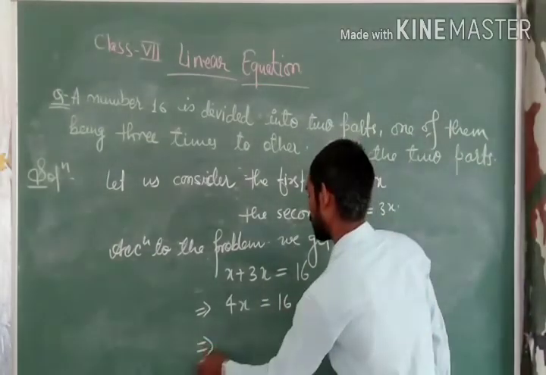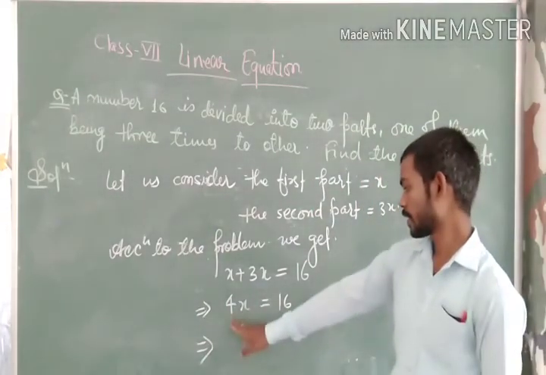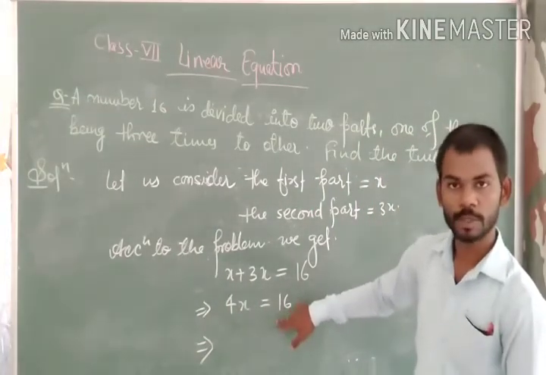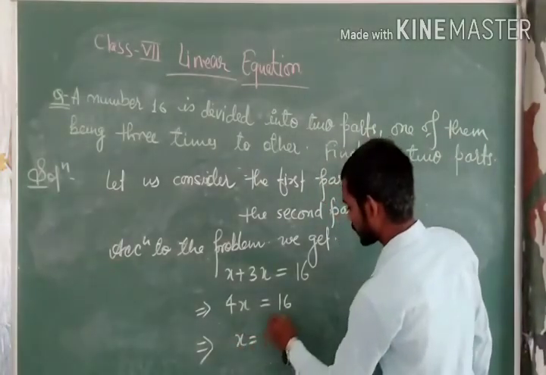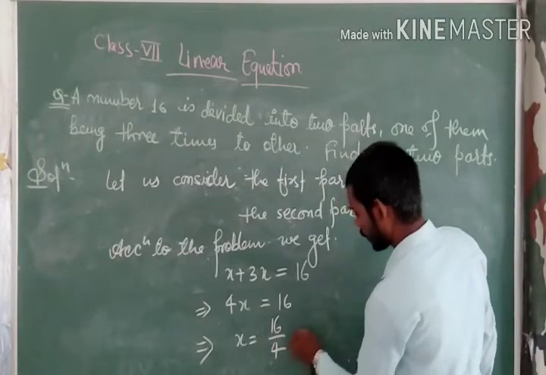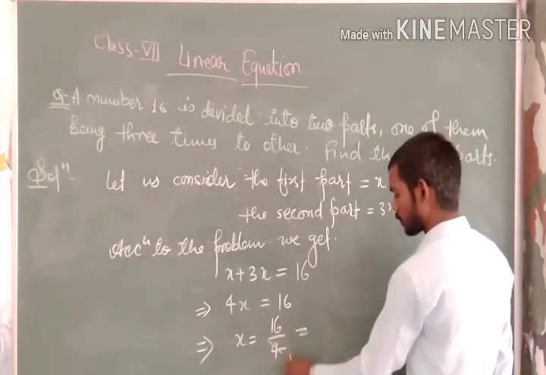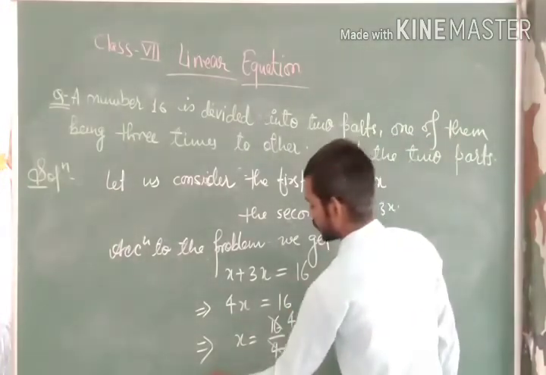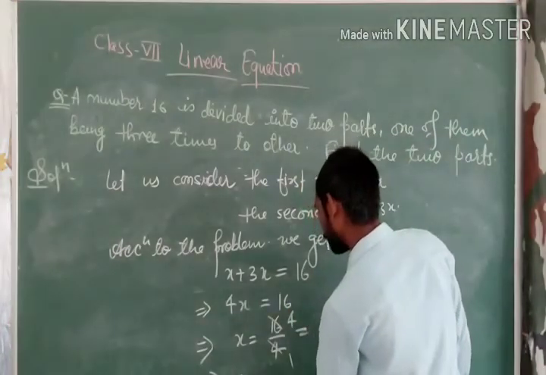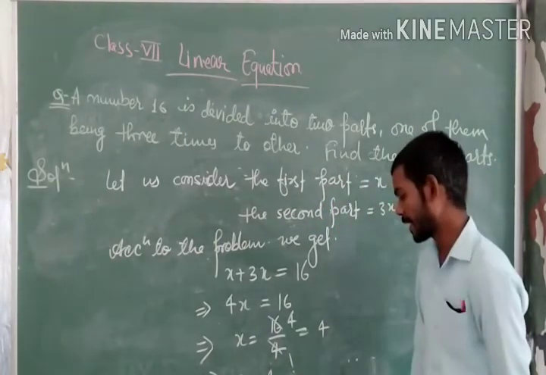This implies 4 is multiplied with x. So when it goes across the border, it becomes divided. So we get x is equal to 16 upon 4, and 4 4s are 16. So we get the value of x, 4 1 is 4, 4 4s are 16, is equal to 4. This implies x is equal to 4, which is the value of x.